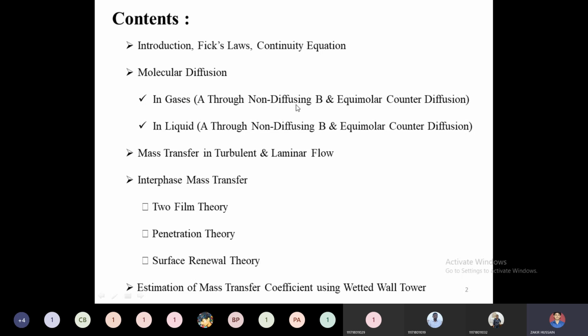When we combine, these are the two major cases and the sub cases, including all the sub cases, there are four sub cases for this one. So for each one we have a lengthy derivation. Only A through non-diffusing B in liquids will have a lengthy derivation. When you understand this A through non-diffusing B for liquids, you can understand all the remaining three derivations easily. Okay, then next one is the mass transfer in turbulent and laminar flow.